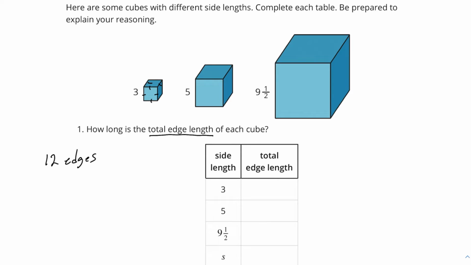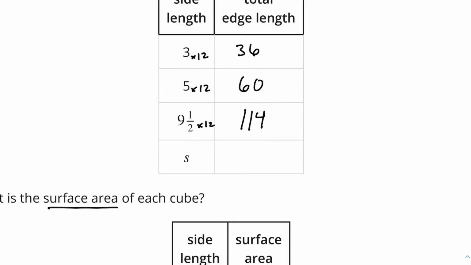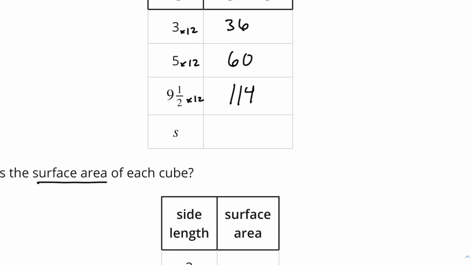So once we know the side length, we simply multiply it by 12. So for this table, we're going to multiply 3 times 12. That'll give us 36. 5 times 12, that'll be 60. 9.5 times 12 is 114. And if we had side length S, that's simply going to be 12S, 12 times S.